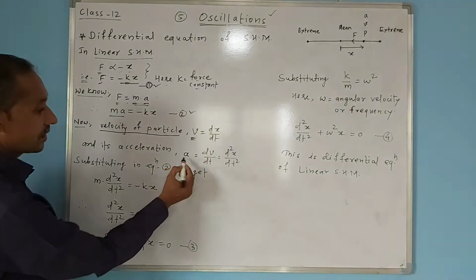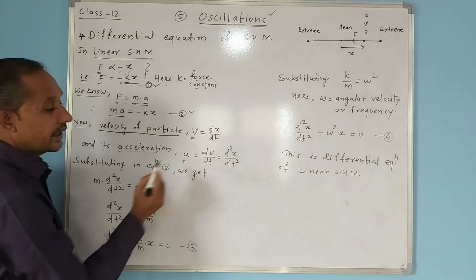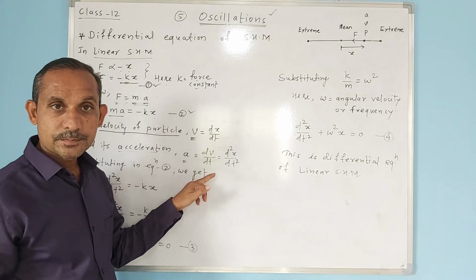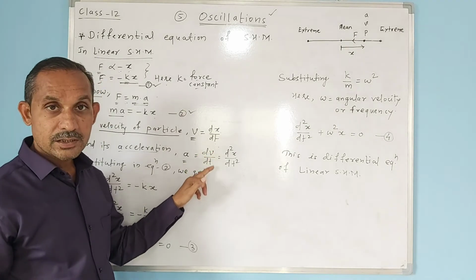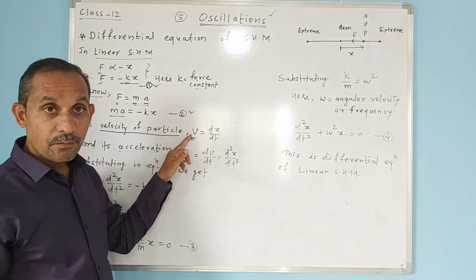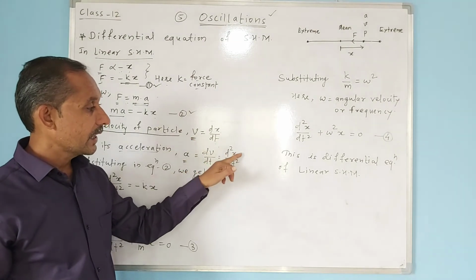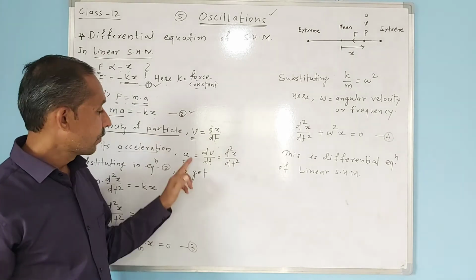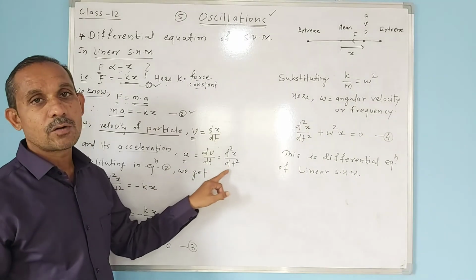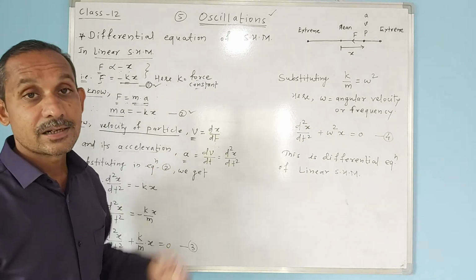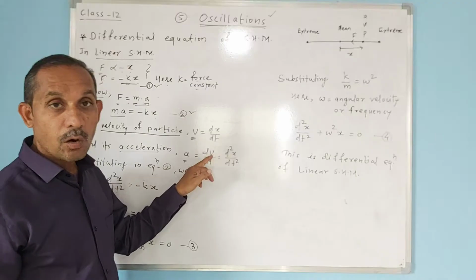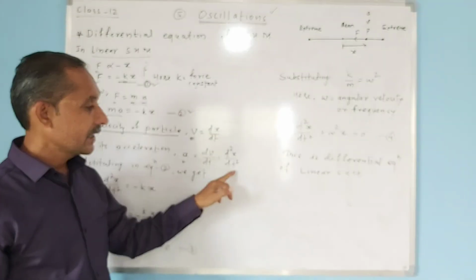Similarly, write the acceleration a. It is also the rate of change of velocity with respect to time. But velocity means dx/dt. Writing the value of v, here we get d2x/dt square. So the acceleration can be written in this form, which is the differential form of the acceleration: a = dv/dt. Again placing the value of v, we get d2x/dt square.